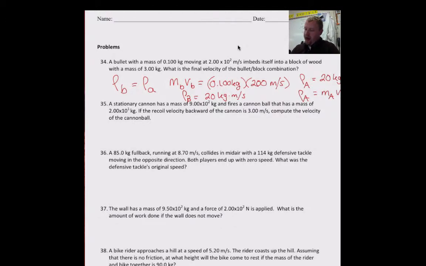So if we take all of that into consideration, we will see that 20 will be equal to 3.10 kilograms times some unknown velocity, which we're trying to find. If you take 20 and divide it by 3.10, you get the final velocity, which ends up being 6.45 meters per second.